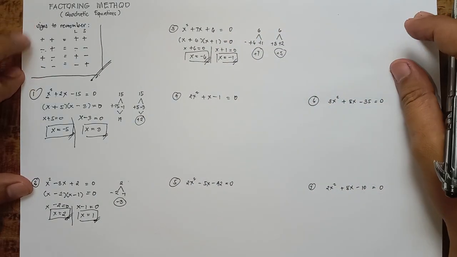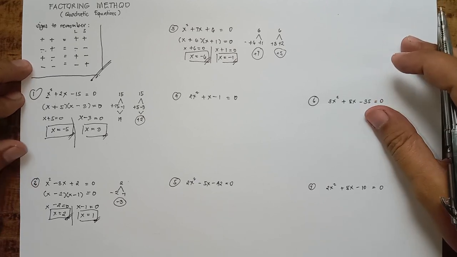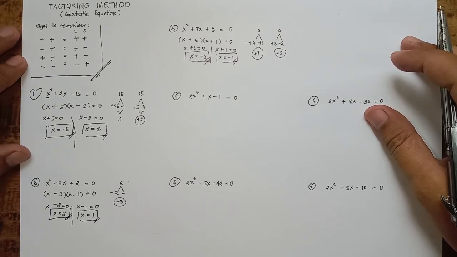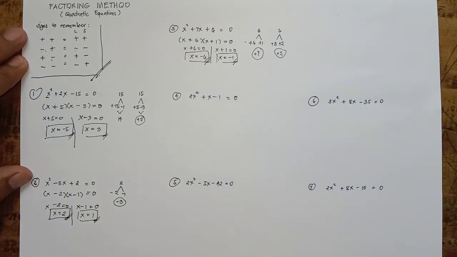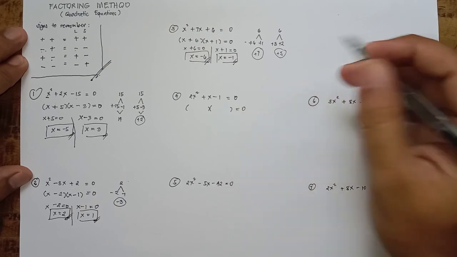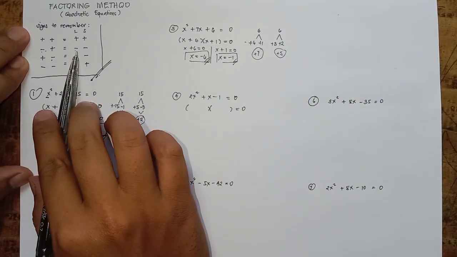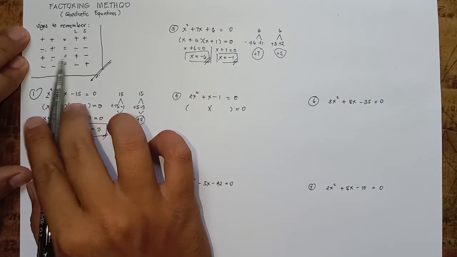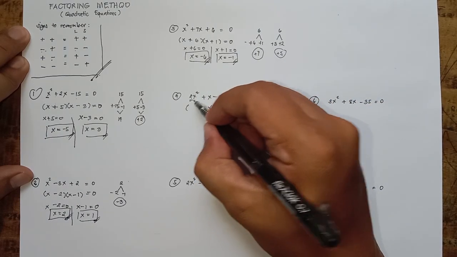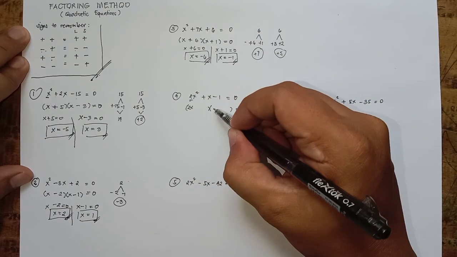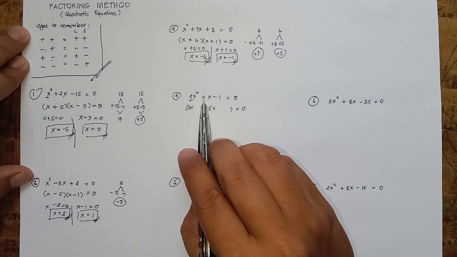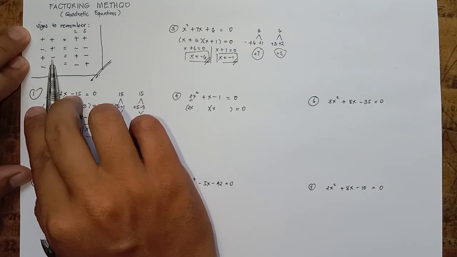For example number 4, there are some exemptions when using these signs. Okay, so you have its factors. Same procedure, but the signs are to be interchanged. So for example, this one: 2x squared, so the first term should be 2x, and this one is x. So let us look at the sign. Positive and negative.